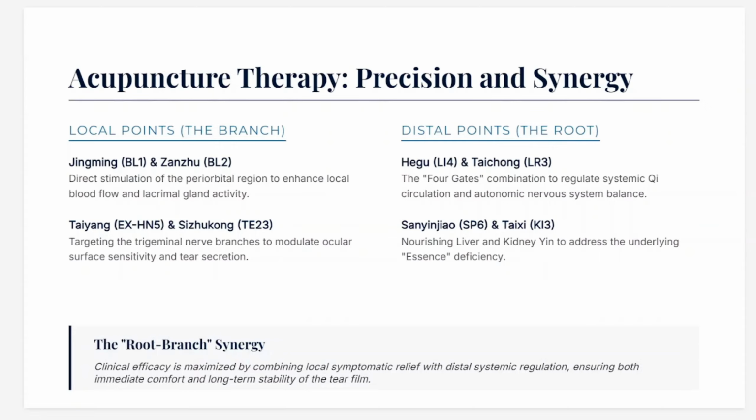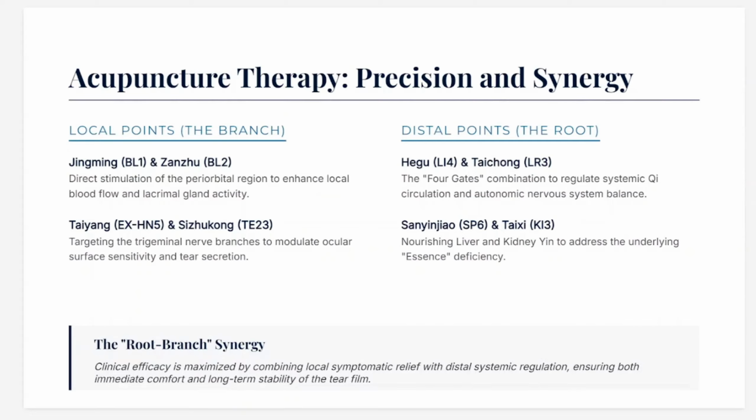Distal points, such as Taichong, Sanjiao, and Taixi, can regulate liver and kidney function and support systemic fluid production. In clinical practice, the combination of local and distal points creates a root and branch treatment strategy. Patients often experience both immediate symptom relief and gradual long-term improvement.